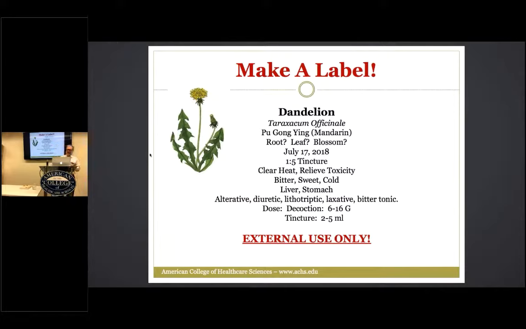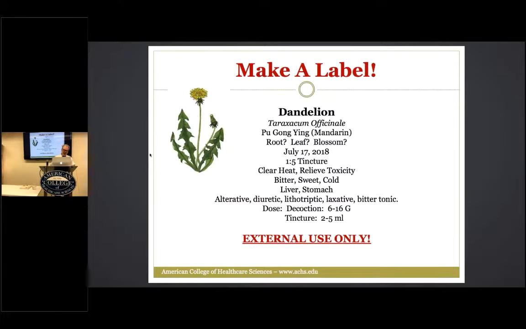So there's a lot of information that can go on a label, like the common name, the Latin binomial. For me, if it's a Chinese herb as well, I might put the Chinese name. Pu Gong Ying is Mandarin for dandelion. The date when I bottled it, and if I used a ratio of 1 milliliter of alcohol to 5 grams of plant matter, then I'll write that on there.